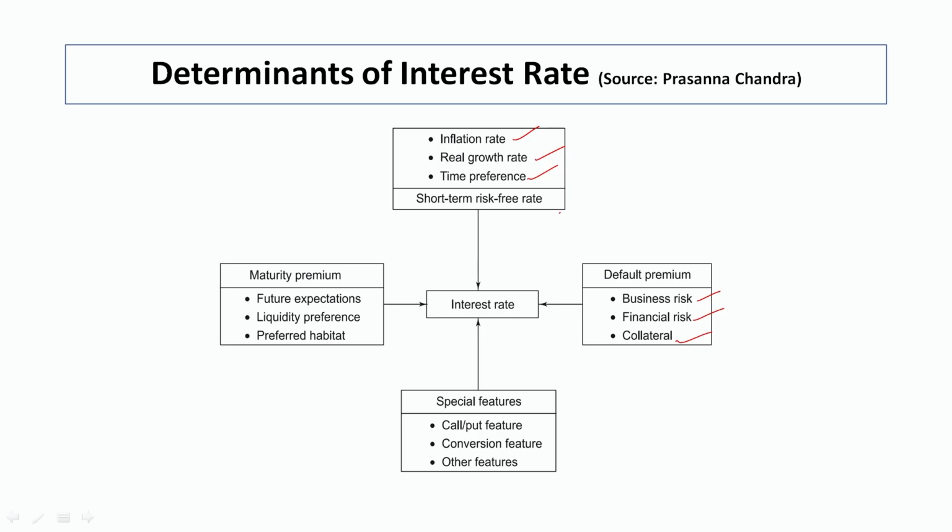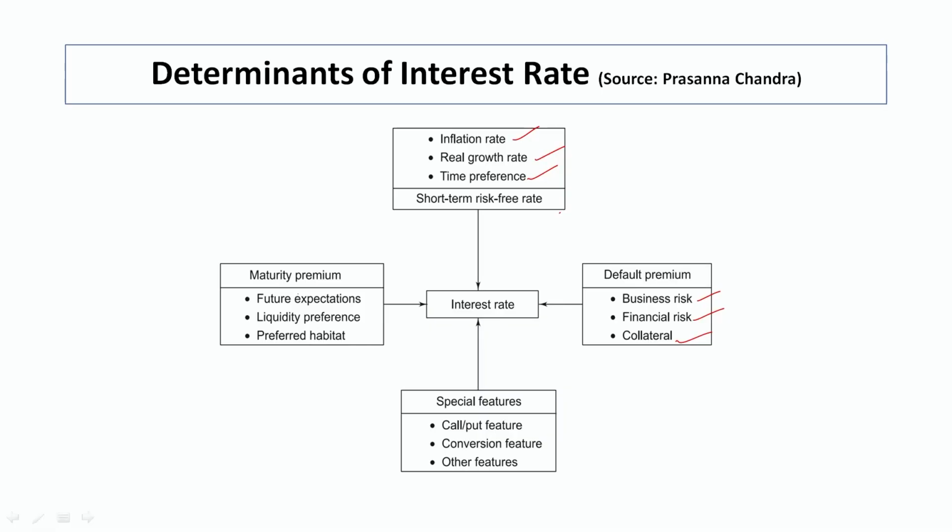Otherwise, if there is no collateral, in that situation a higher rate is demanded by the investors. Then certain special features, if it is a callable bond or puttable bond, we have already discussed in our first lecture. Conversion feature, if it is converted into equity shares, what is that particular feature. Other features like whether it is a straight bond or zero coupon bond, we have to look into that. These factors also influence the interest rate and help in determination of interest rate.